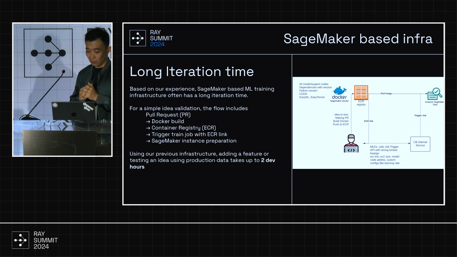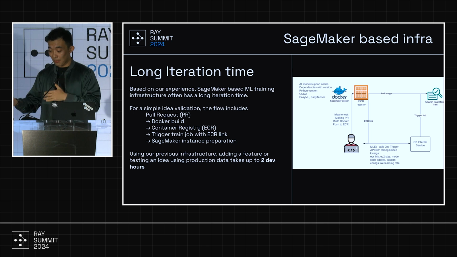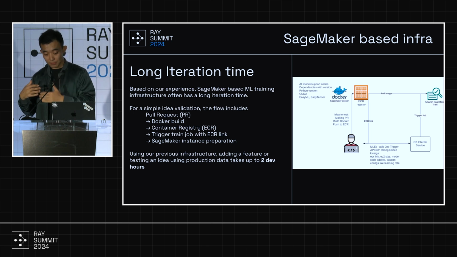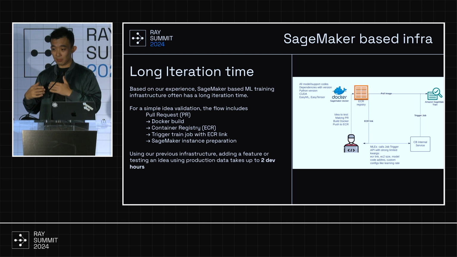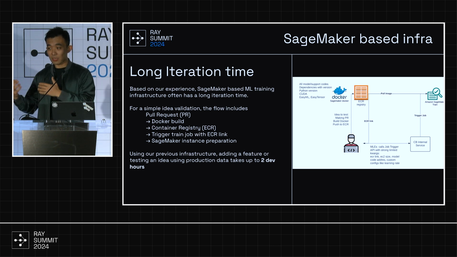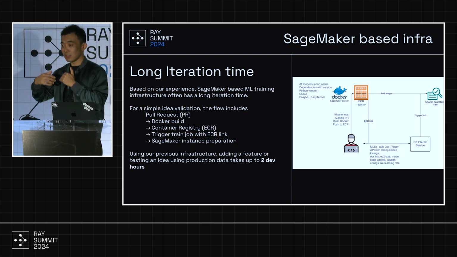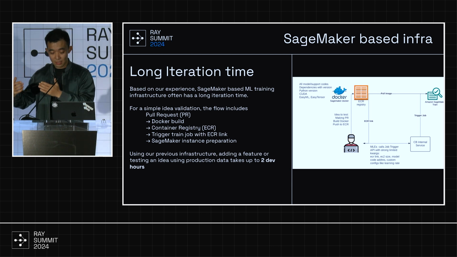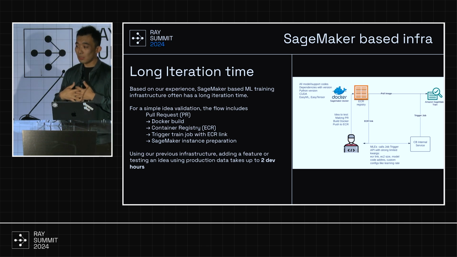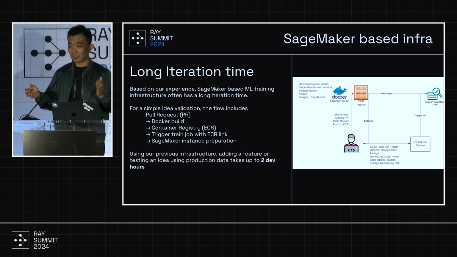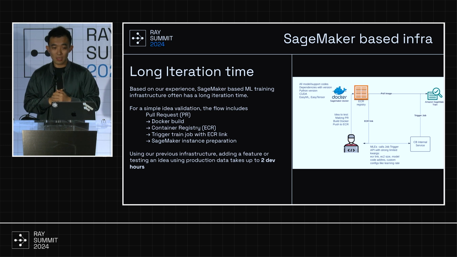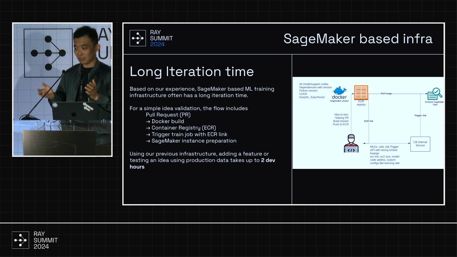The typical flow here is that the MLE, machine learning engineer, makes a PR and then builds a Docker image and pushes it to ECR, because SageMaker requires a Docker image, right? Once you have this built and have an ECR link ready, you send the link to our internal service and then trigger a SageMaker training job. We realized it takes up to 2 hours to prepare this and then see how your job is working. That's super slow and it's just crazy.